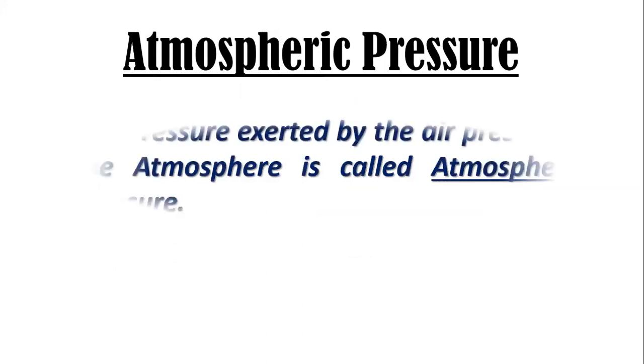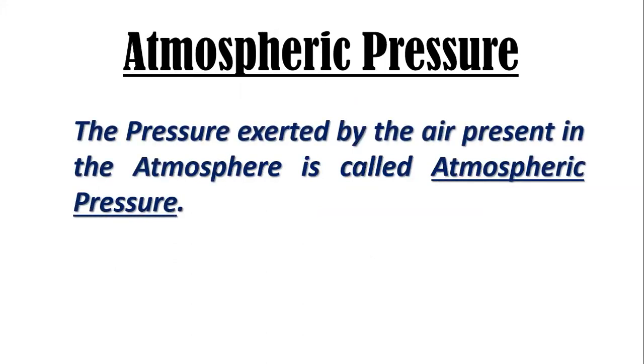Okay, now atmospheric pressure. The pressure exerted by the air present in the atmosphere is called atmospheric pressure, and its unit is 1 atm. Like we all exert pressure from our body, and with the atmospheric pressure on our bodies, the pressure exerted by the body gets normalized and the resultant pressure is zero. That's why we are able to stand in the atmosphere.